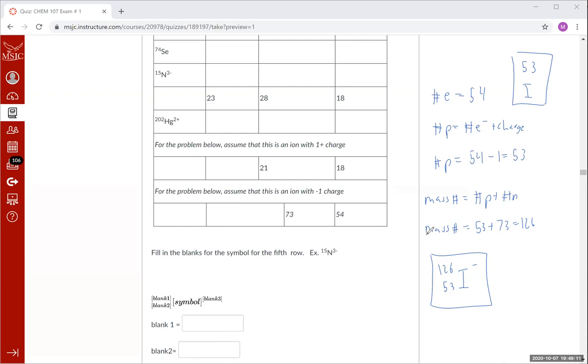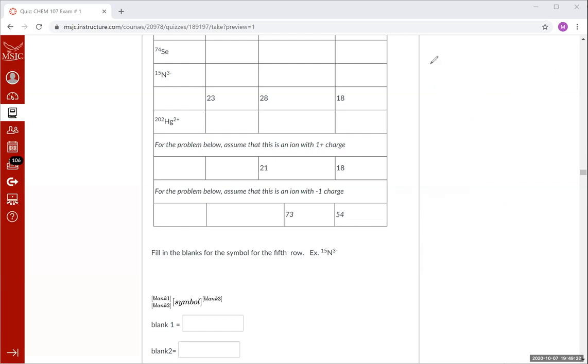Does this example make sense to everyone? Any questions on this example? Okay, so let's keep going with this. So we've completed the isotope notation problems.